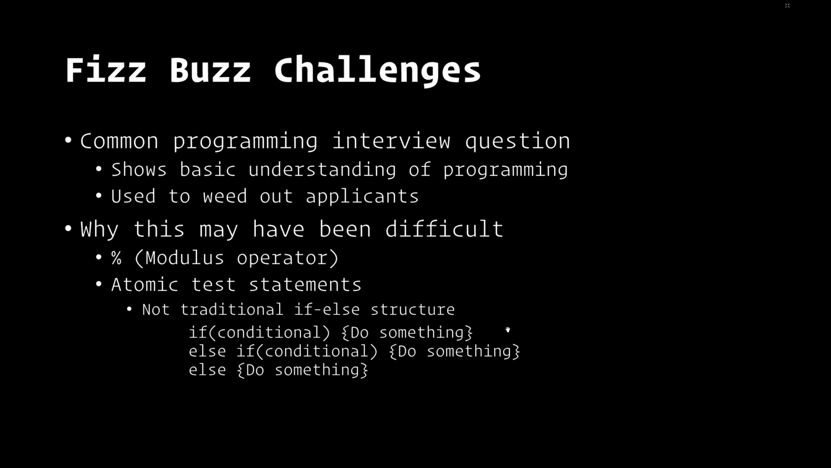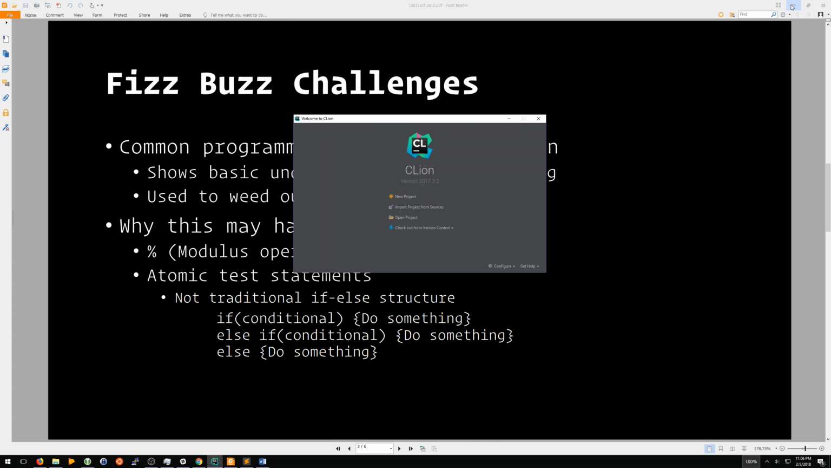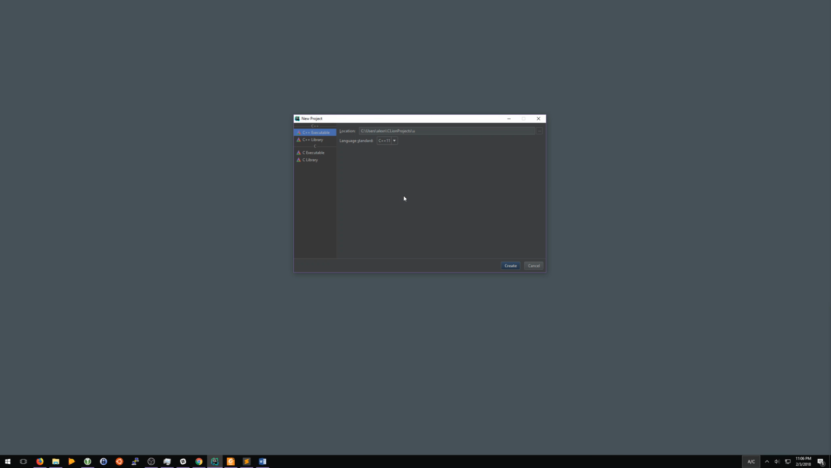So let's take a minute and open up CLion now. Let's just create a new project. So let's program this up from a brand new project. We're going to call this FizzBuzz. We're going to use the language standard C++11, and we'll just hit create.